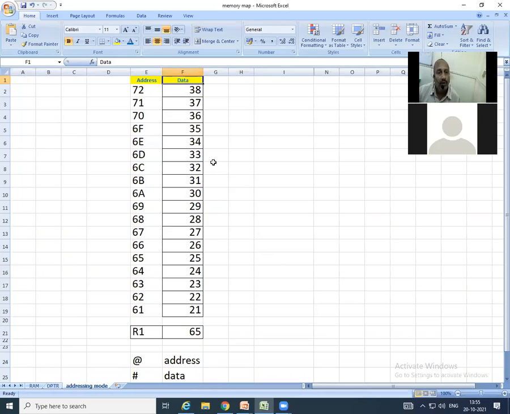So in this screen you can see one column is address and one column is data. So 61, 62, 63, they are all the addresses. And on these addresses, the 21, 22, 23, 24, they are the data.